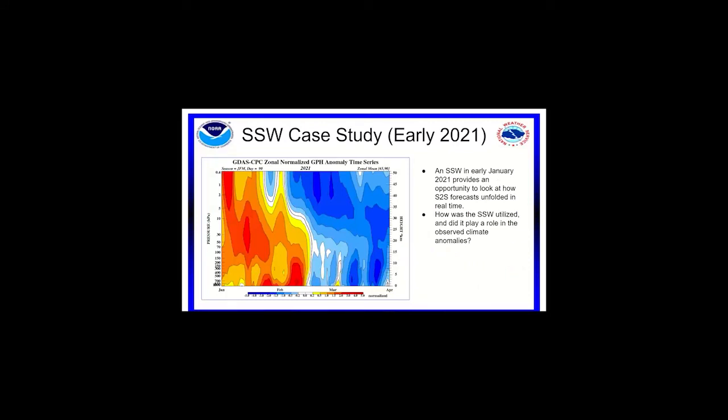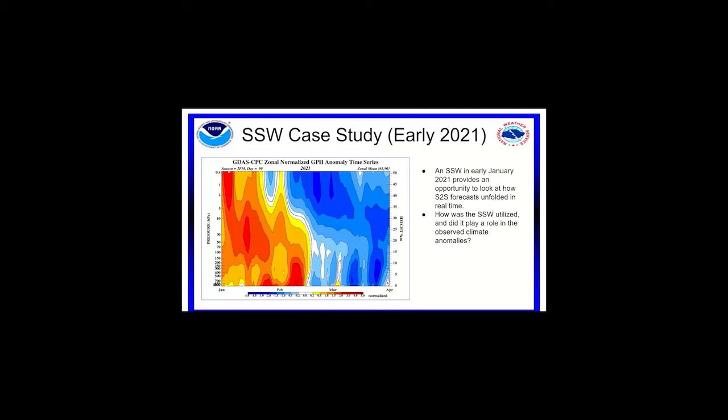So there's that case study. The last one is the most recent one, from early this winter. In early 2021, we had a sudden stratospheric warming, a disruption of the stratospheric polar vortex in early January. And this is neat because I think it gives us an opportunity to look at how our actual S2S forecasts, in this case weeks 3 and 4, unfolded in real time. We could expand on this to include our monthly outlooks and week 2 forecasts as well. And then also look at how the stratospheric warming was utilized. Did it play a role, or an anticipated role, in observed climate anomalies?